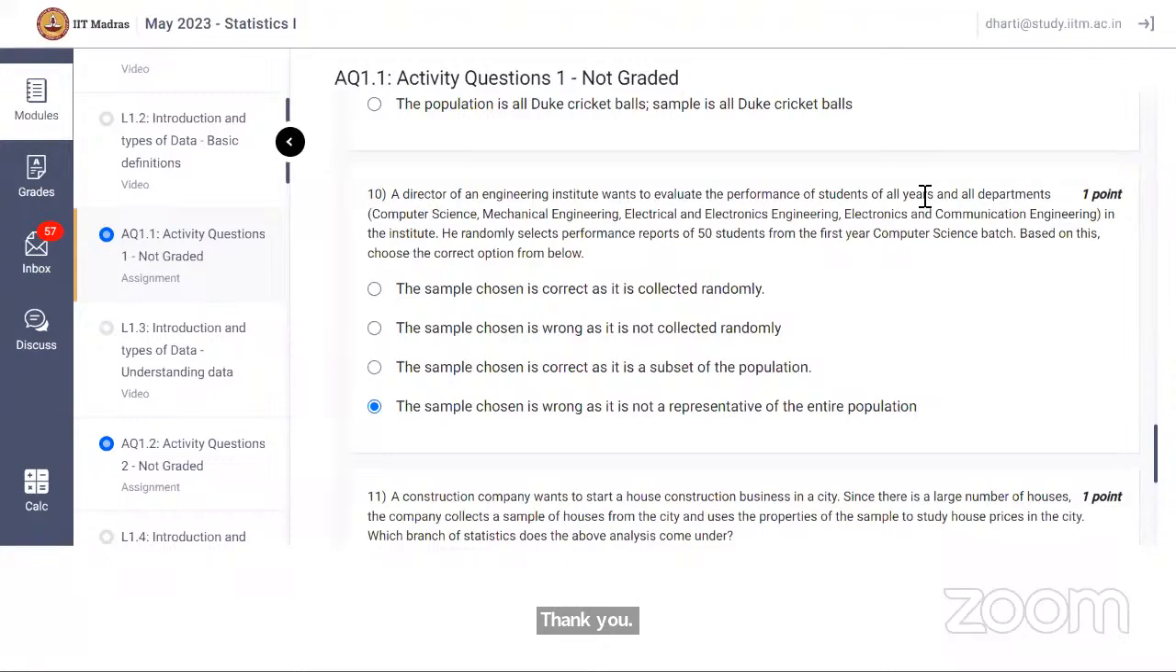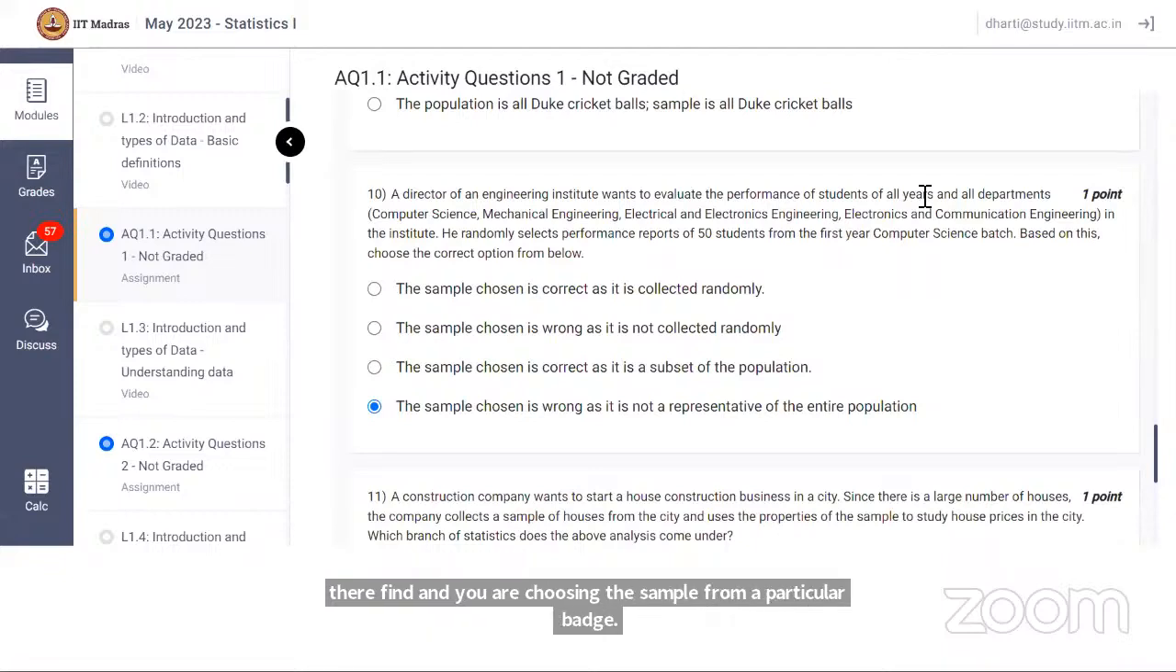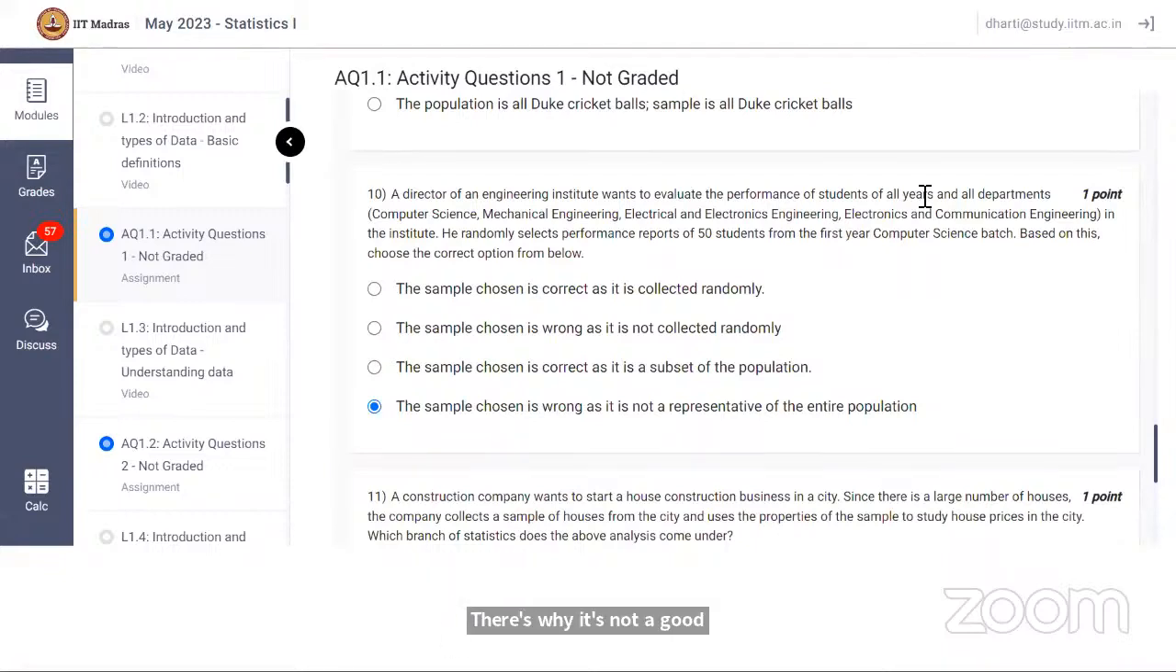Ma'am, why is the sample chosen wrong? Fine. So here there are some 4-5 departments, and you are choosing the sample from a particular batch. That's why it's not a good representation of the population. To represent a population, if you are selecting 50 students, then it should be at least five students from each department.